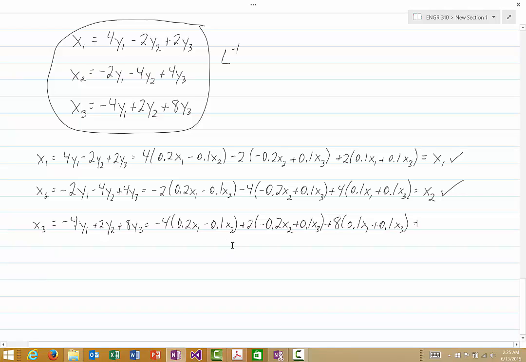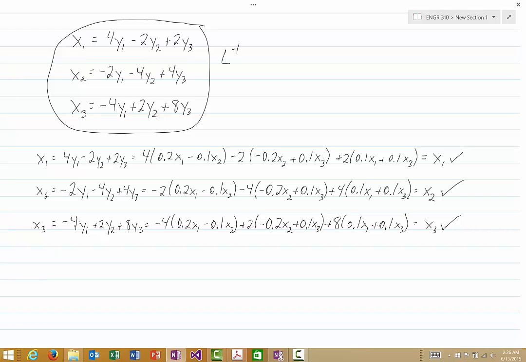Now, for x1, we have a minus 0.8x1 and plus 0.8x1, so there's no x1 term on the right. What about x2? Here we have a positive 0.4x2 minus 0.4x2, so there's no x2 term either. Now finally, what about x3? Well, we have 0.2x3 and 0.8x3, and so that is x3. And all of this does indeed work out. And so that is how you find the inverse.